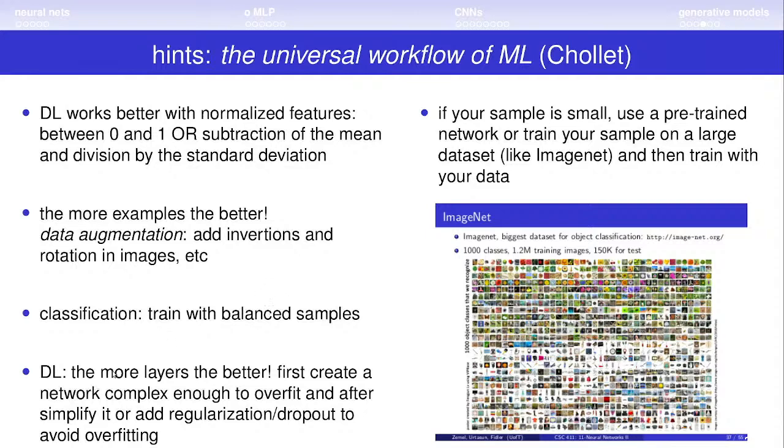In deep learning, the more layers, the better. And Chollet suggests the following. First, create a network complex enough to overfit, and after, simplify it or add regularization or dropouts to avoid overfitting. If your sample is small, use a pre-trained network or train on a large data set, like ImageNet, and then train with your data.